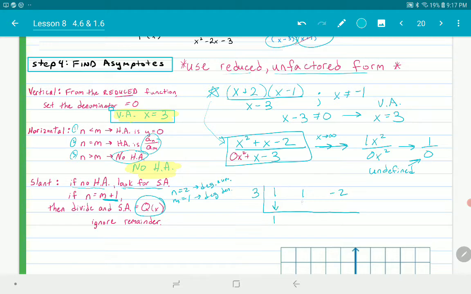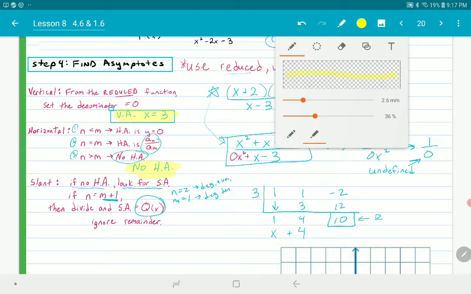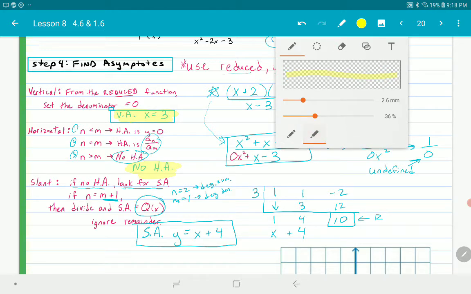So start by bringing down the 1 and then multiply and add and multiply and add. So I have a remainder of 10, but this time I don't really care about the remainder. What I really care about is the quotient. The quotient is x plus 4. Actually, I'm going to write that over here on my important stuff side. All right, so my slant asymptote is at y equals x plus 4. Oh, I remember. With the slant asymptote, we care about the quotient. The quotient gives us the line that is the slant asymptote.